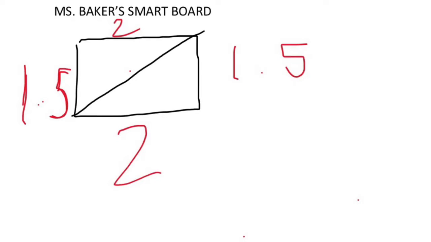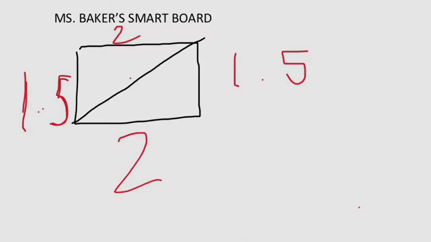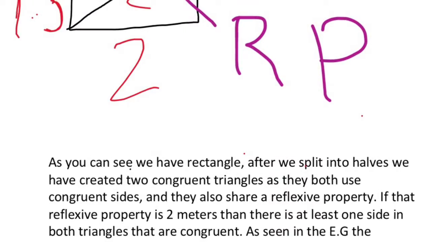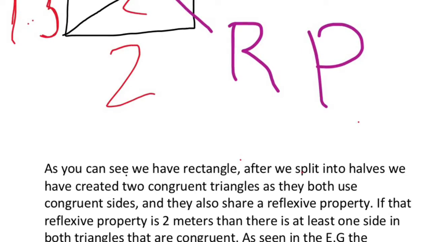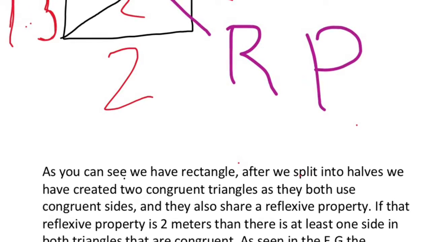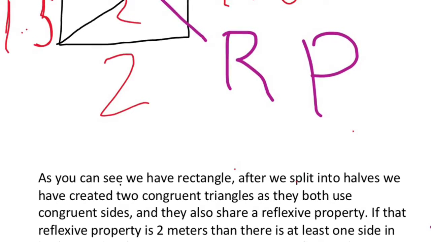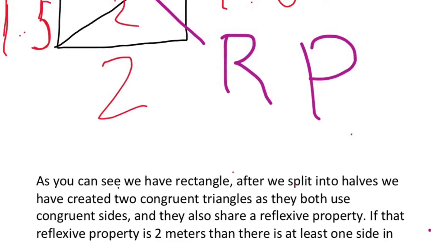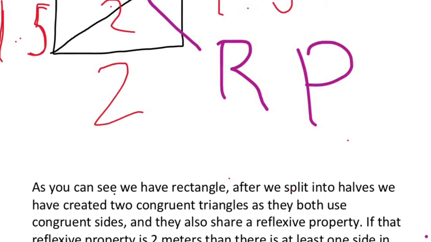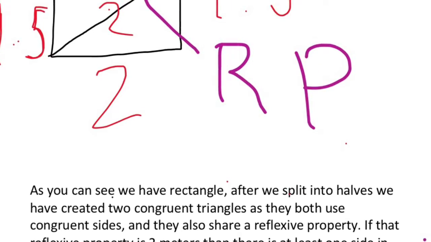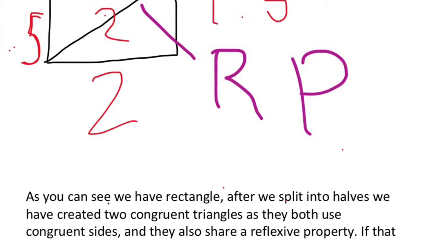But how can we prove congruency? We consider the two triangles. As you can see, they actually share a reflexive property, and that reflexive property is 2 meters as well. When there are two triangles, they are congruent because they share the reflexive property, meaning they use that same side.